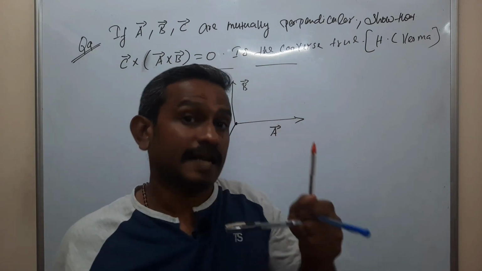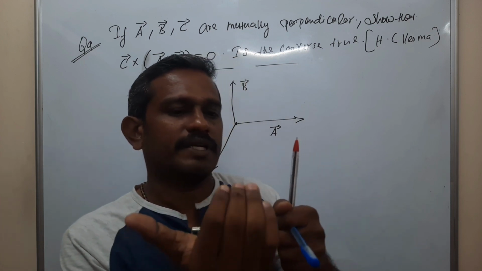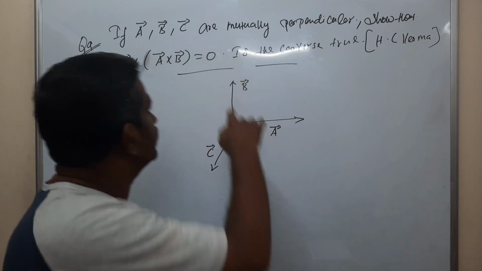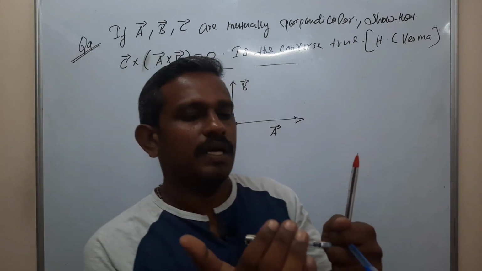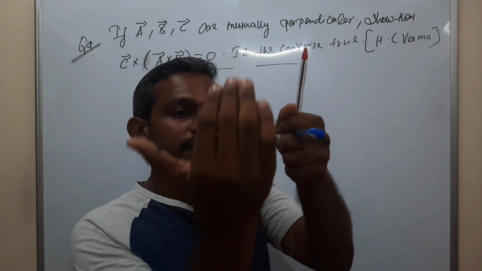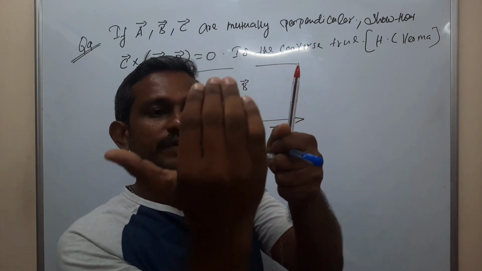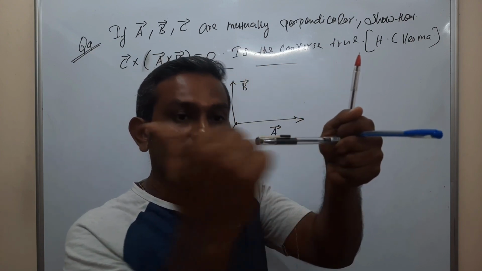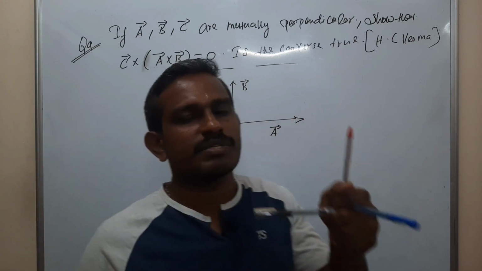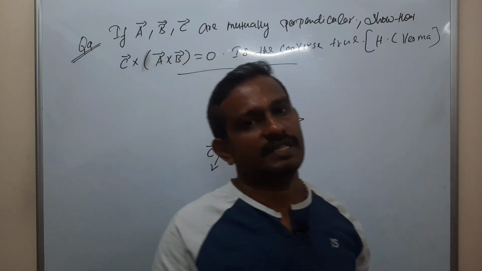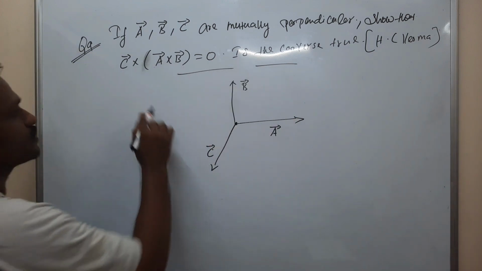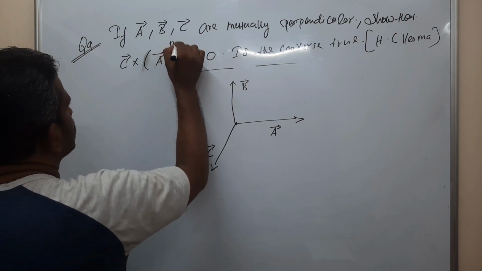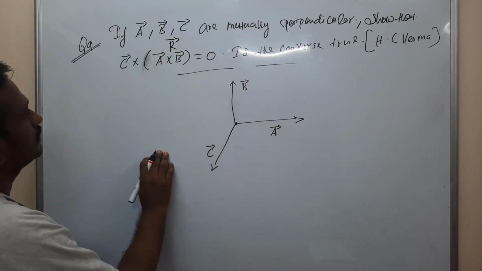So what is the resultant? Right hand thumb rule. From A vector to B vector, so we are finding A vector cross B vector. Curl the fingers of your right hand from A vector to B vector. What is the direction of the thumb? Thumb is also in the direction of C vector. A vector cross B vector is a vector only. I am taking this vector as R vector.